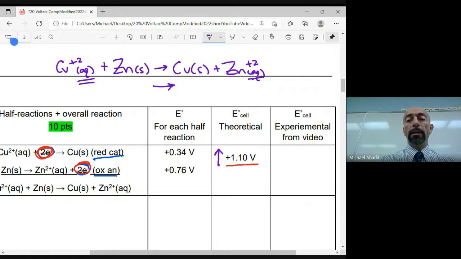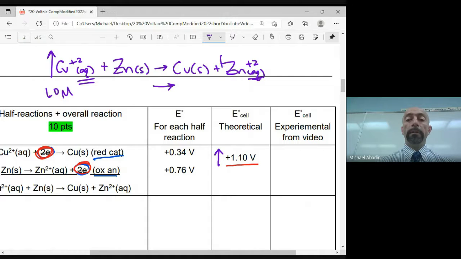The solid is not going to change anything, because as long as you have some solid, it doesn't matter what size of a strip it is. So the only thing you can do is either increase the copper 2+. So this used to be 1 molar. You could make it higher than 1 molar, and that's going to shift it to the right.